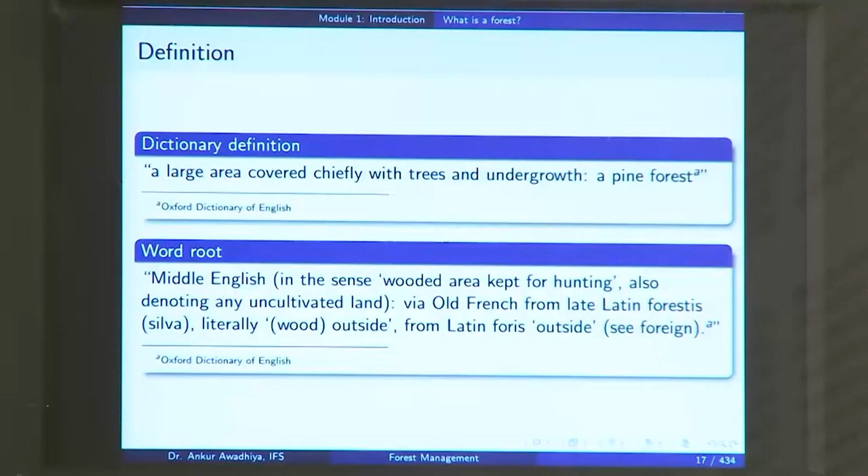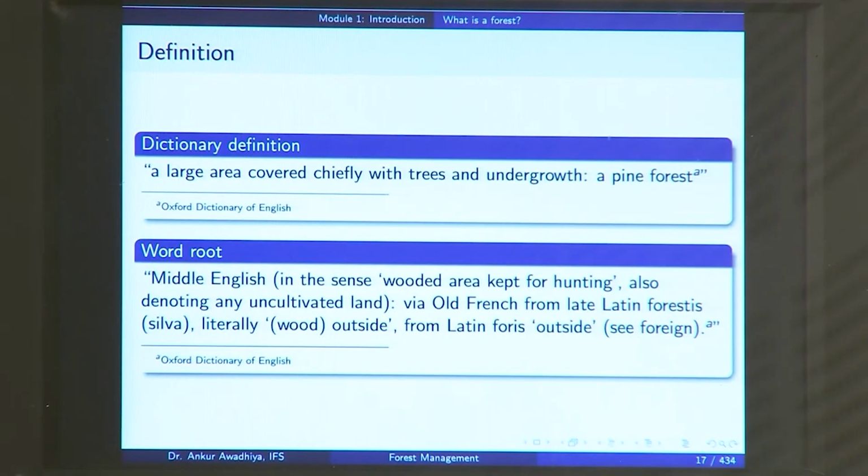Because you are finding trees, you are finding some animals, you are finding some birds, you are finding things like fungi or termites or ants. So, you are seeing everything that you expect to see in a forest, but is that a forest? So, how do we define a forest? What is a forest? We have different definitions of forests.